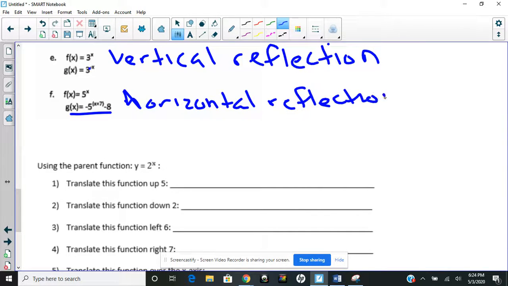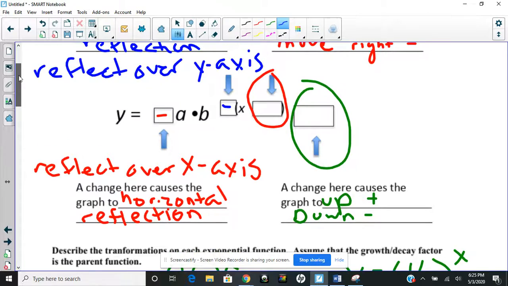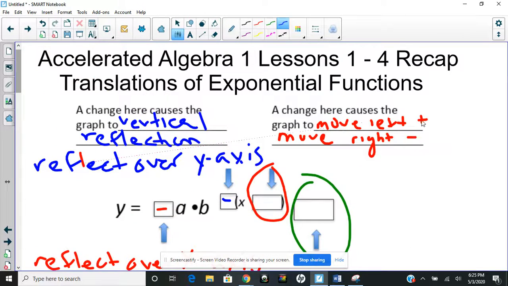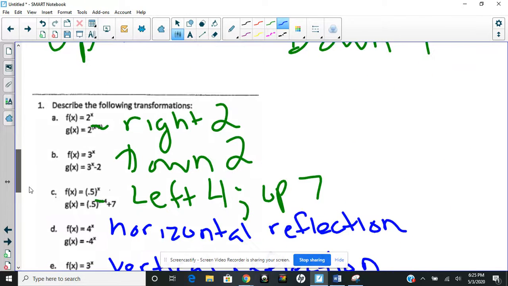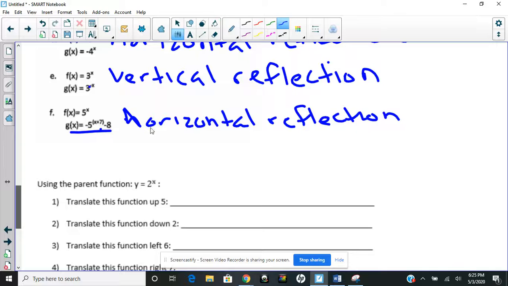And then we have the +7 inside of the parentheses in the exponent. So I'm going to say, okay, I've got something going on in the exponent, and it's a plus, so that's going to be a left. So plus is left, so left 7. I see a minus on the outside. If I go back up to my rules, I'm going to remember that's down. So down 8. It says horizontal reflection, left 7, down 8. And I just did that by moving from left to right and writing down the changes that I saw based on the rules that I filled in.